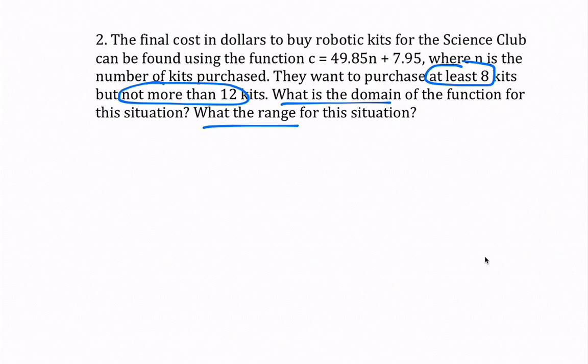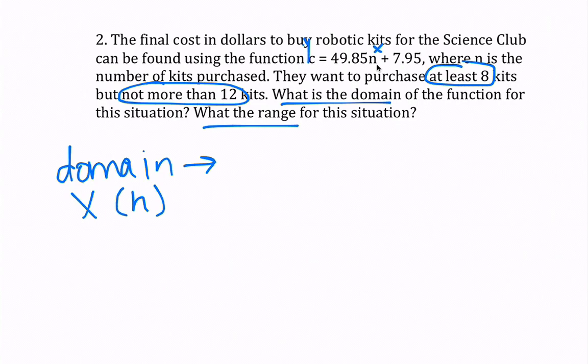Okay, so the question is asking for domain, so that's where we need to start. We know that domain is X. Okay, but here's the thing, they don't use an X in this situation. All right, so I know either they're using a C or N to represent X. Well, how do I know which one's which? Well, we know our equations are always Y equals, so this guy is our Y, this guy is our X, so you might want to label that. So we know our X is N in this case, and it tells me that N is the number of kits.